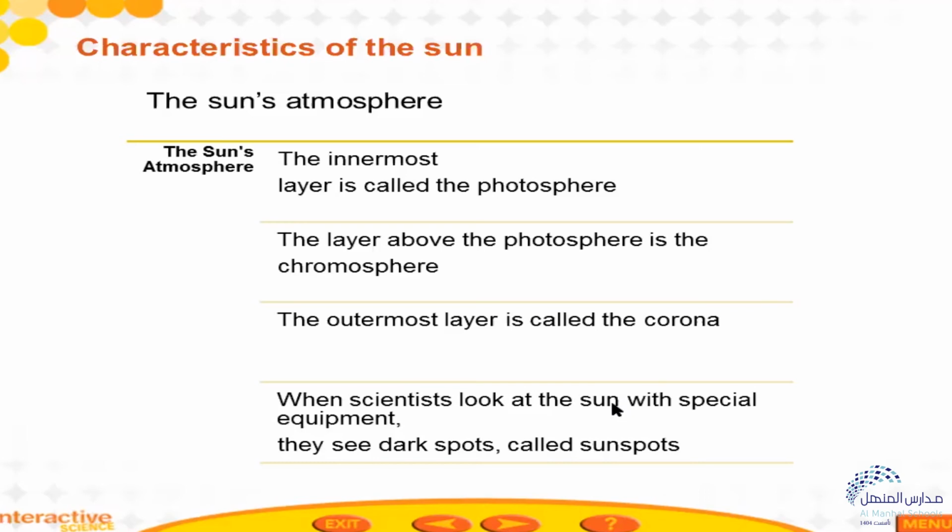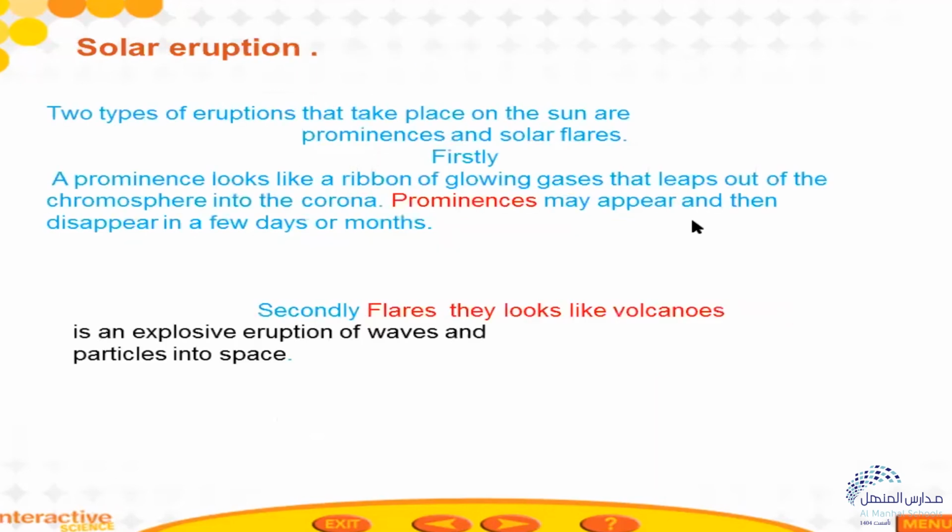When scientists look at the sun with special equipment, they see dark spots found in the photosphere. These dark spots are not as hot as other parts, and we give them the name sunspots. Also, there are 2 phenomena that happen in the sun. Because of the eruptions of the sun, we have sun prominences and sun flares.